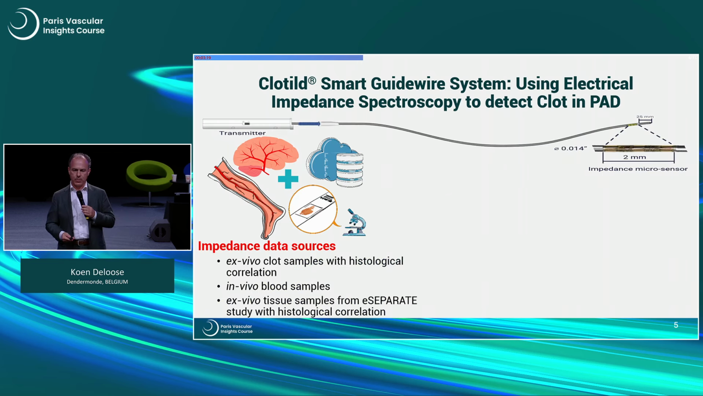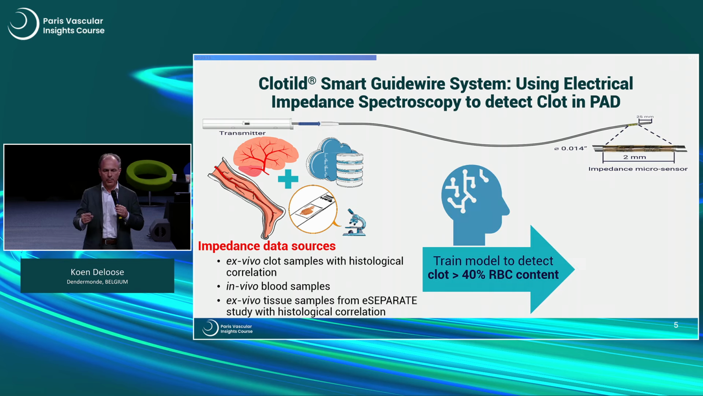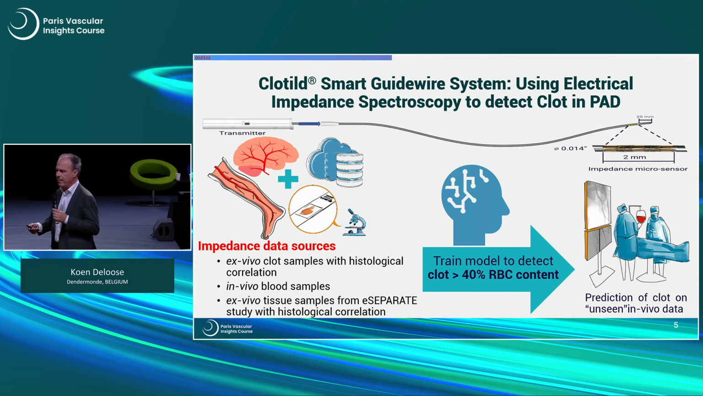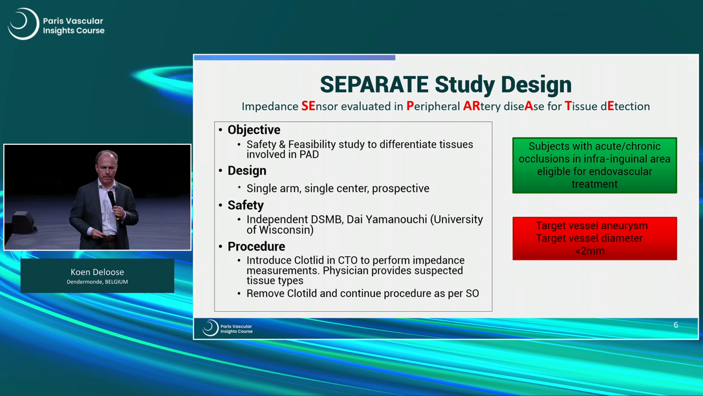Jan did this in a great way. Based on all the data he gathered, with ex vivo and in vivo sample sizing, the model was trained to detect clot of more than 40% red blood cell content. So we now try with this device to predict in vivo what we are passing. And this was the separate study design.